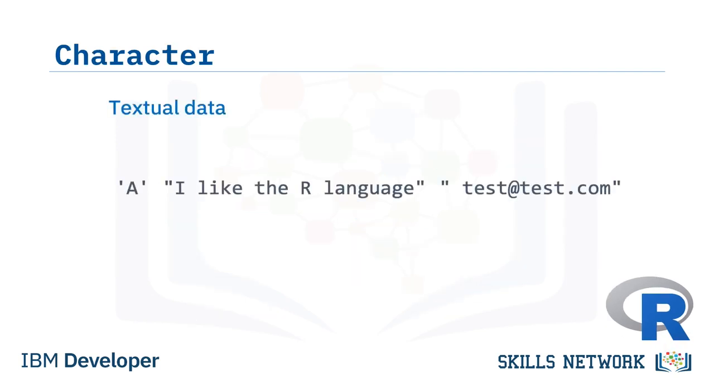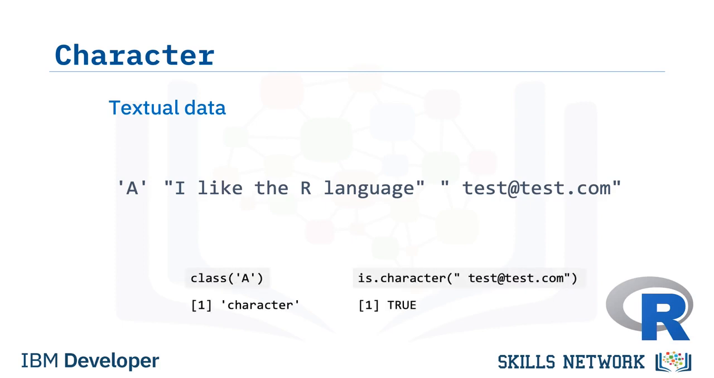Textual data is another common data type. In R, textual data is defined as the character type. For example, a single character A with single quotes, the sentence, "I like the R language," and an email address with double quotes are all the character type. Like the numeric or integer types, you can use the class function to check the data type, or use the is.character function to check if any data belongs to the character type.